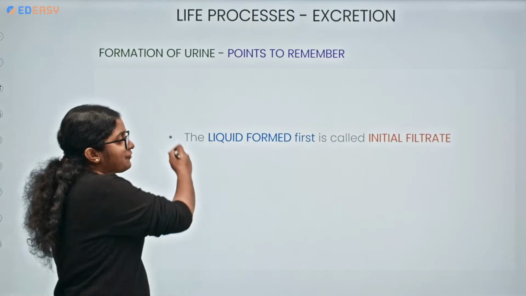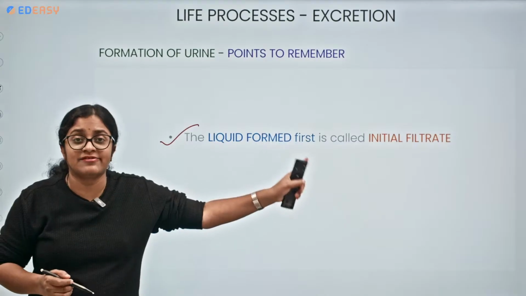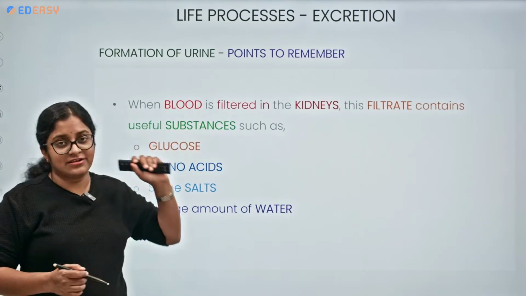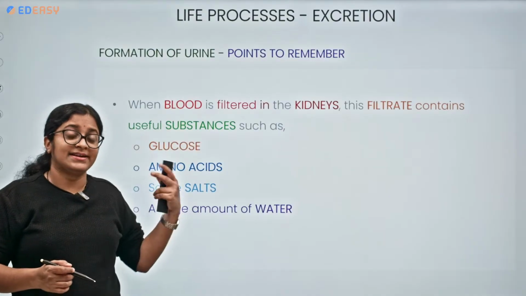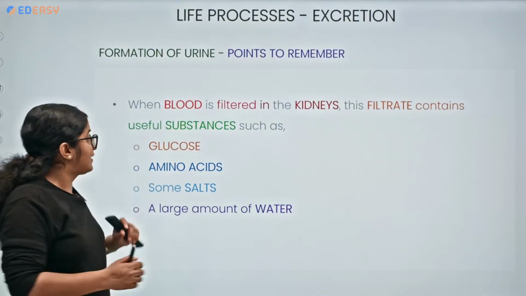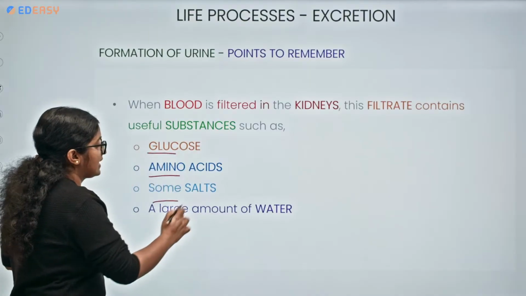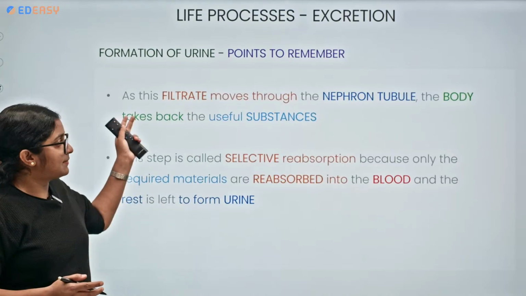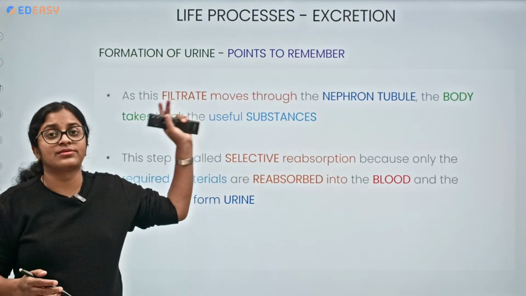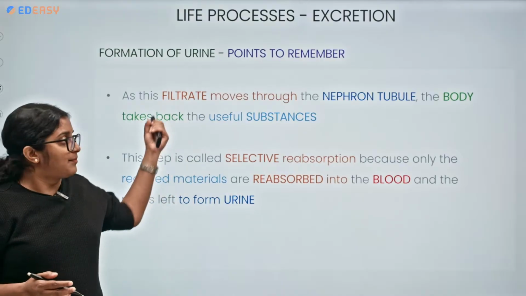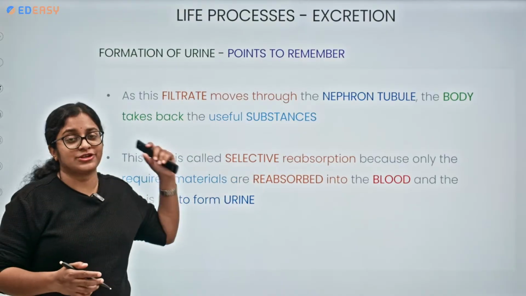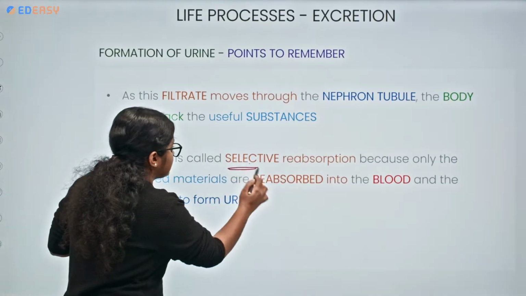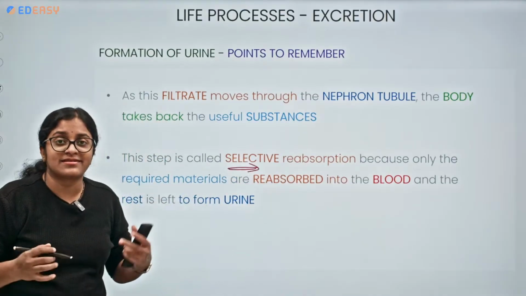The liquid formed first is called the initial filtrate or the glomerular filtrate. When the blood is filtered within the region of the kidneys, it contains useful substances, like what are they? Glucose, amino acids, salts and some quantities of water. Through the selective reabsorption process, as it moves through the renal tubule, the body is taking the useful substances. So this is called selective reabsorption.